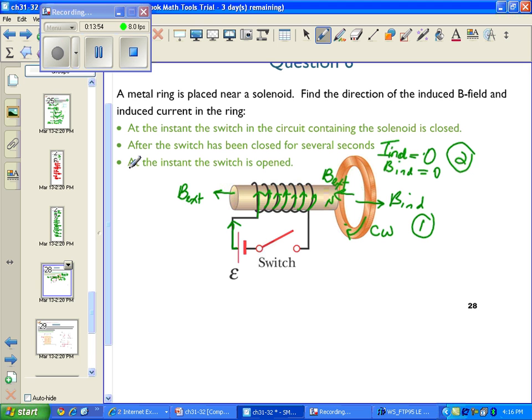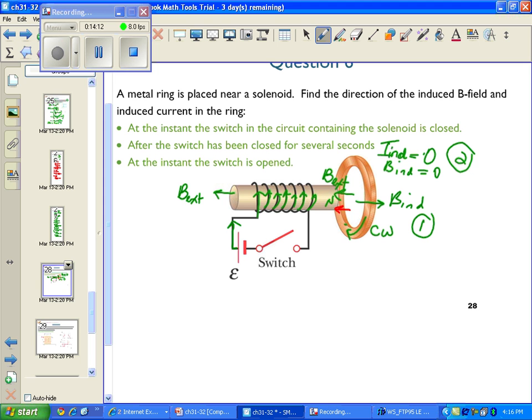How about the last case, which we're going to call case 3, and we're just going to switch colors to make it easier. At the instant that the switch is opened, well, when the switch is first opened, the external magnetic field is getting weaker.